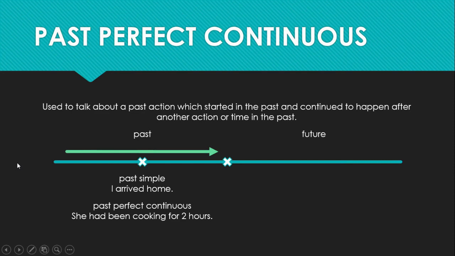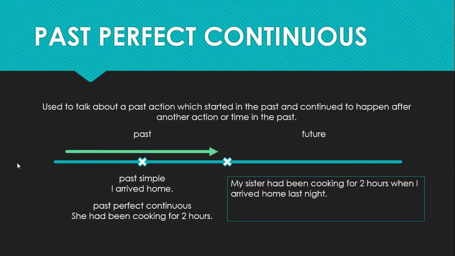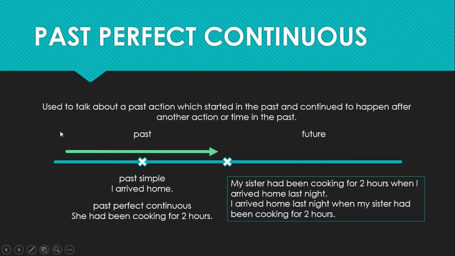Okay, so the complete sentence should be, my sister had been cooking for 2 hours when I arrived home last night. Or, I arrived home last night when my sister had been cooking for 2 hours. Maksudnya, kakak saya, dia sudah mula memasak sebelum saya sampai lagi. Kemudian, dia masih lagi sambung memasak selepas saya sampai di rumah. Dan semua ini terjadi in the past.